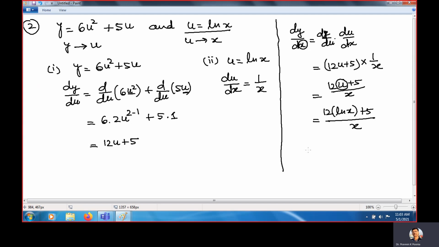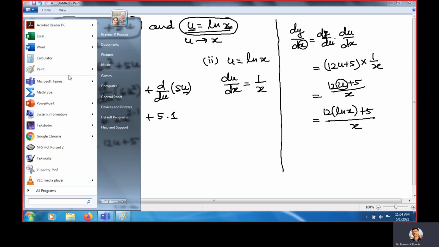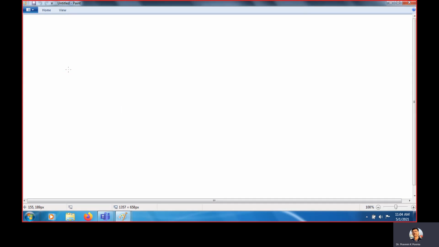So it is also not very much difficult. You need to calculate the derivative of first y with respect to u, then u with respect to x. Multiply them, replace u in terms of x. Finish. Clear? So this is chain rule when one function of y with respect to u is given and another function of u with respect to x is given. Clear? So I have solved 2 problems based on the 2 functions.